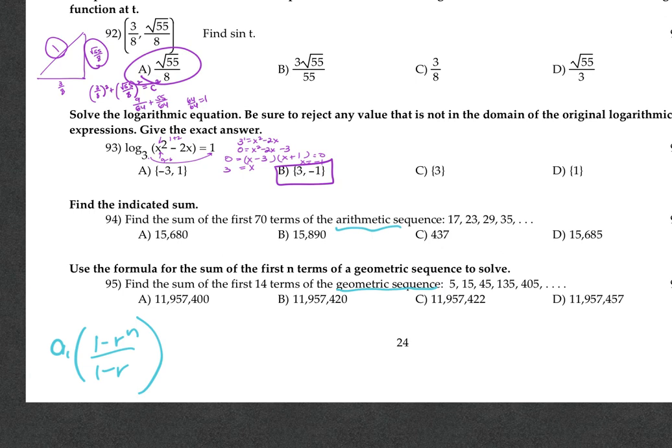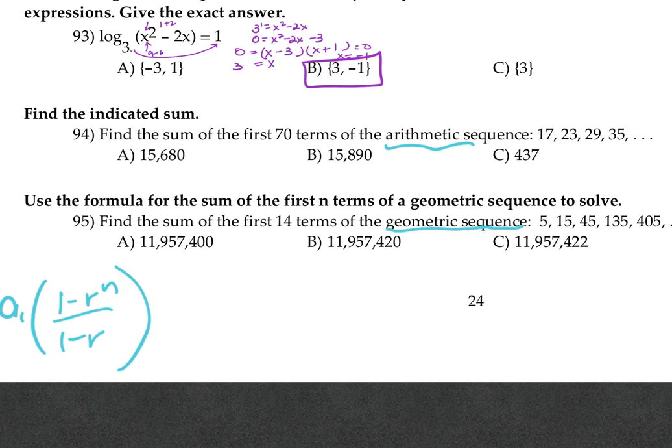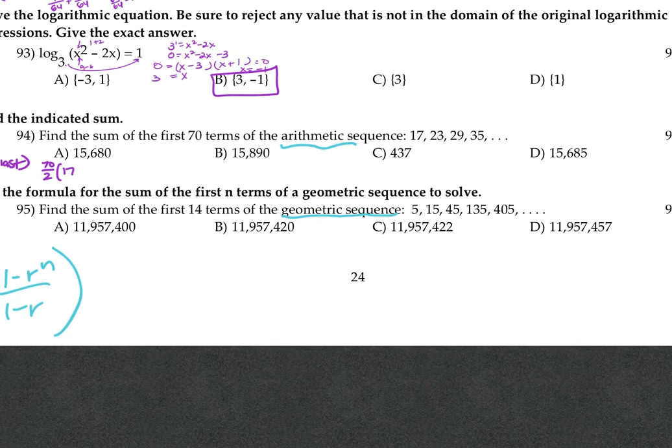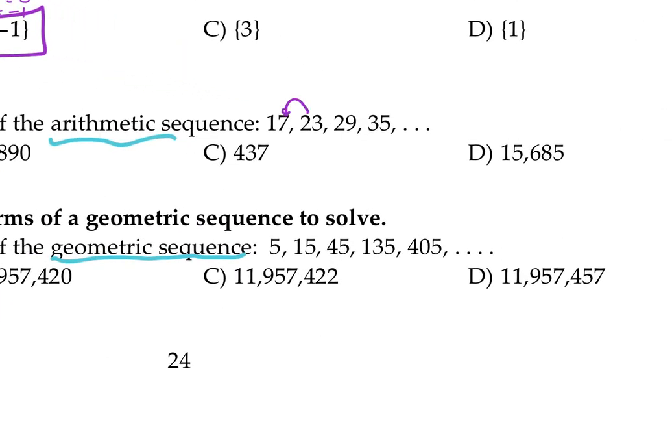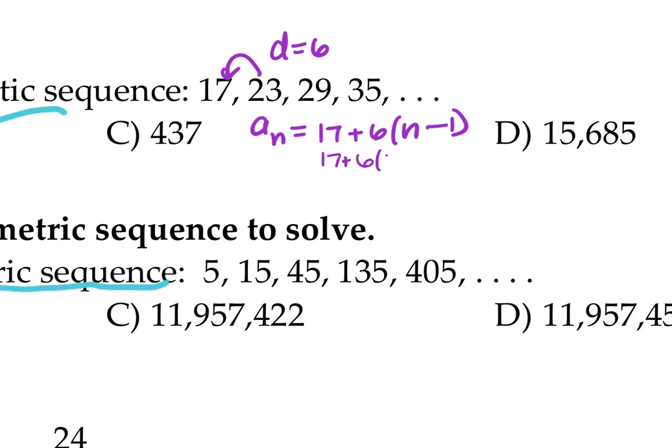94 says find the sum of the first 70 terms of an arithmetic sequence. So if I want to find the sum of an arithmetic sequence, it's n over 2 times first plus last. I know the number of terms is 70. I know the first one is 17. I don't know the last one yet. So I would do 23 minus 17, and I get d is 6. A n would equal A1 plus 6 times n minus 1. So if I want to find the 70th term, 17 plus 6 times 70 minus 1, 17 plus 6 times 69.